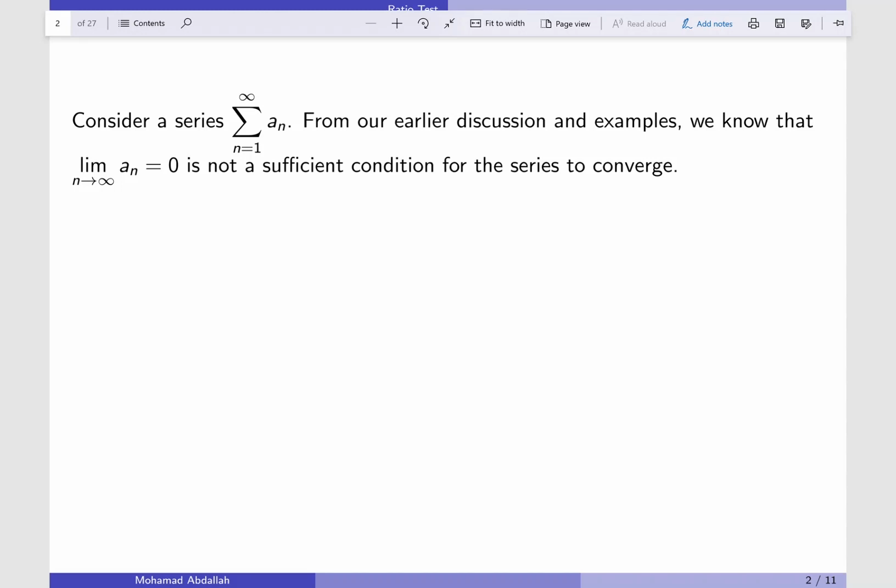Talk about the ratio test and the root test. These are two tests that we use to determine whether a given series is absolutely convergent or not.